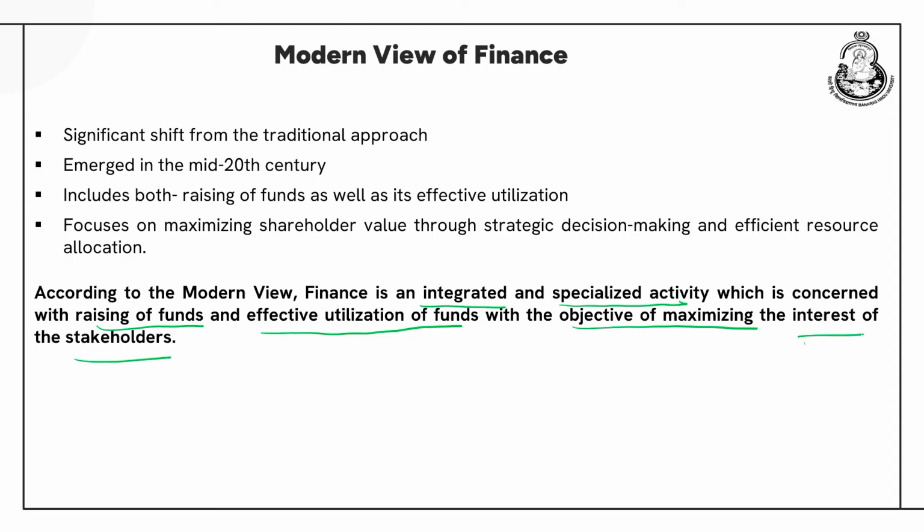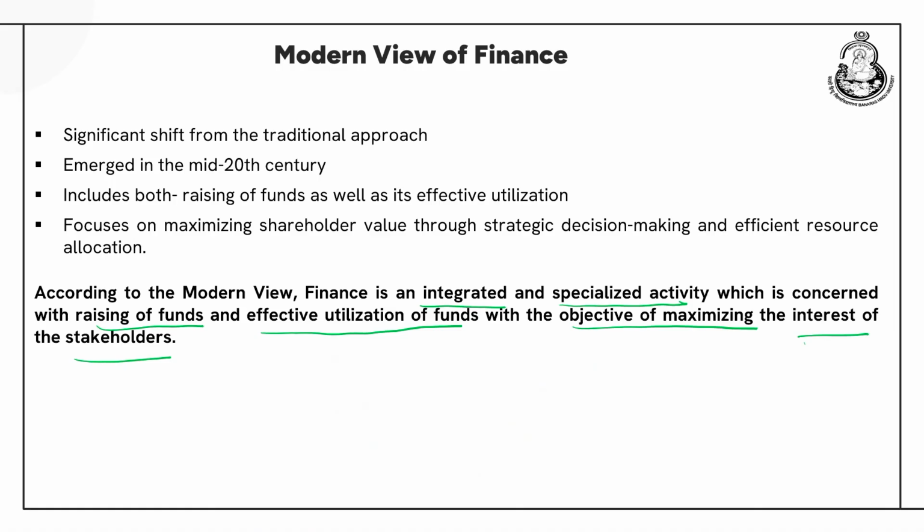the stakeholders. So you see, it's a very comprehensive definition of finance, where we are saying that finance is an integrated and specialized activity. Why do we say integrated? Because it tries to take into consideration the different departments of an organization, and it is concerned with raising of funds that we have already discussed under the traditional view, but it also adds the dimension of utilization of funds under the modern view, with an objective to maximize the interest of the stakeholders. So if we include all these things, this is a complete definition of finance.